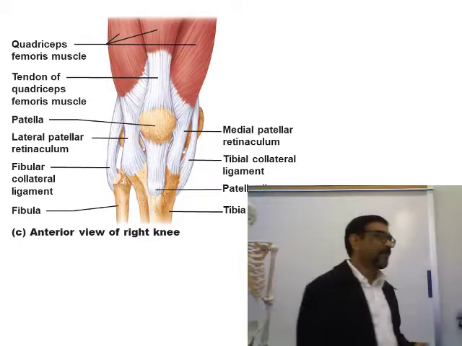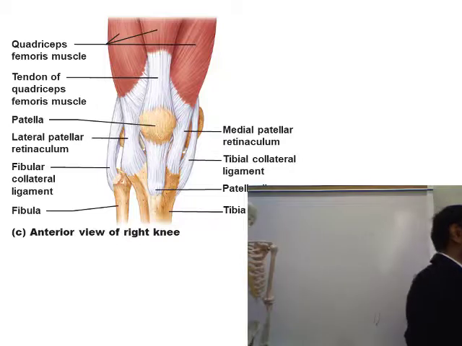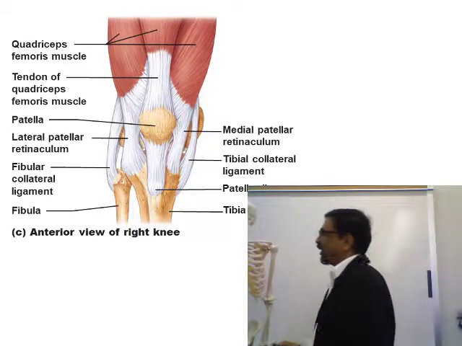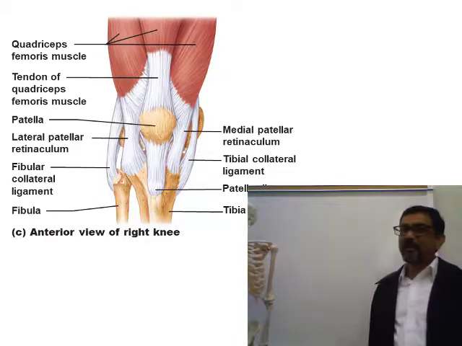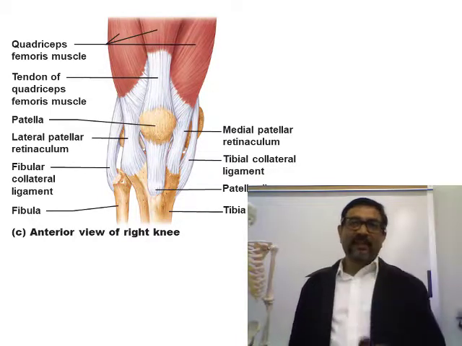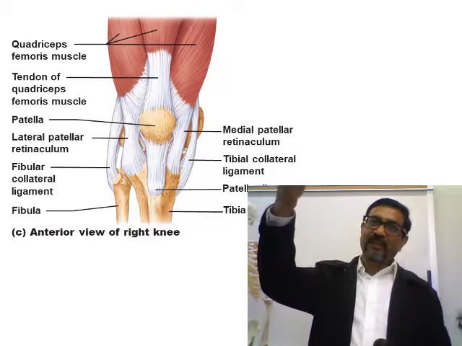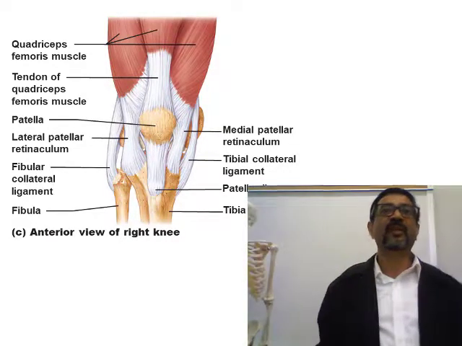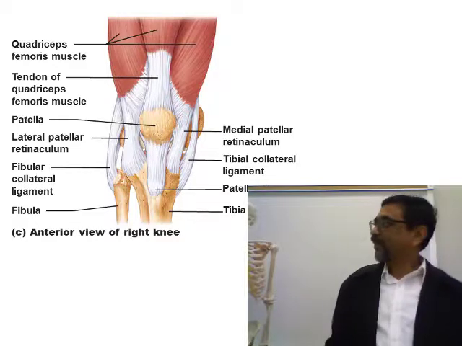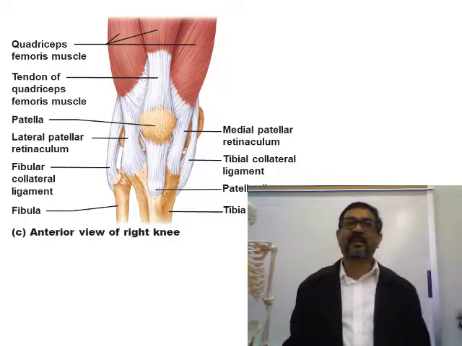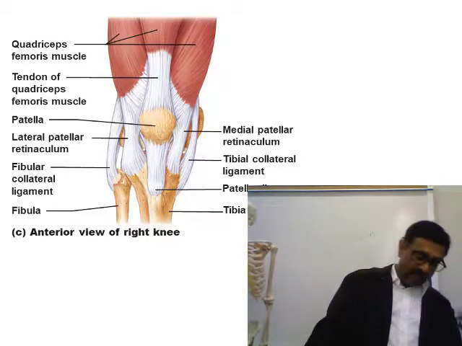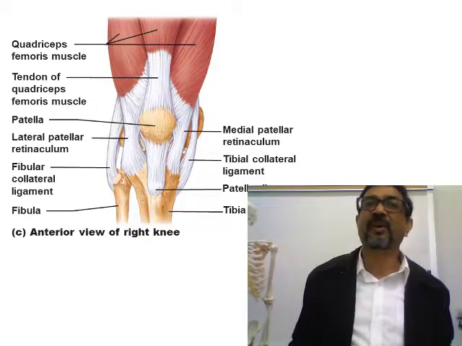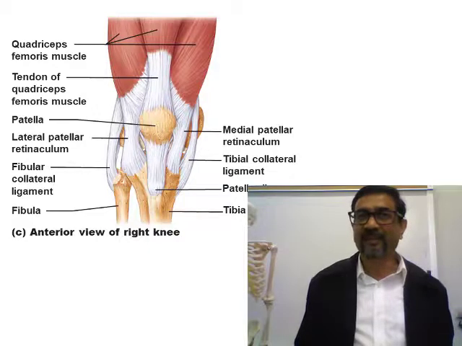Above the patella, you see here the tendon of quadriceps femoris. Why is it called a tendon? Because the structure connects a muscle to a bone, and that is called a tendon. So this structure is connecting the quadriceps muscles to the patella. That's why it is called quadriceps tendon.